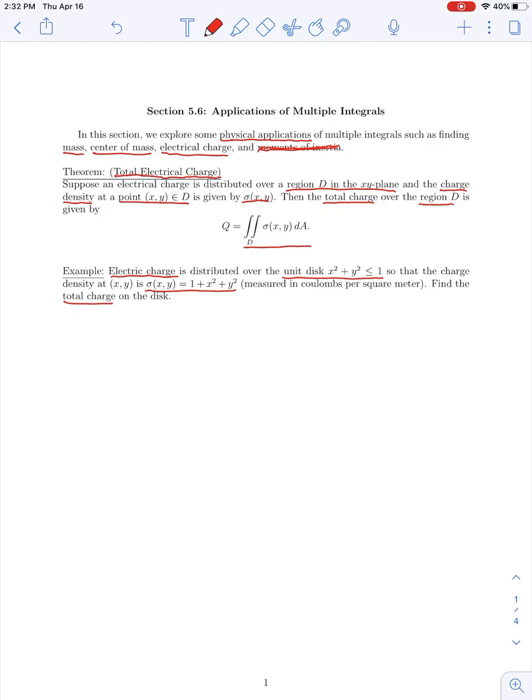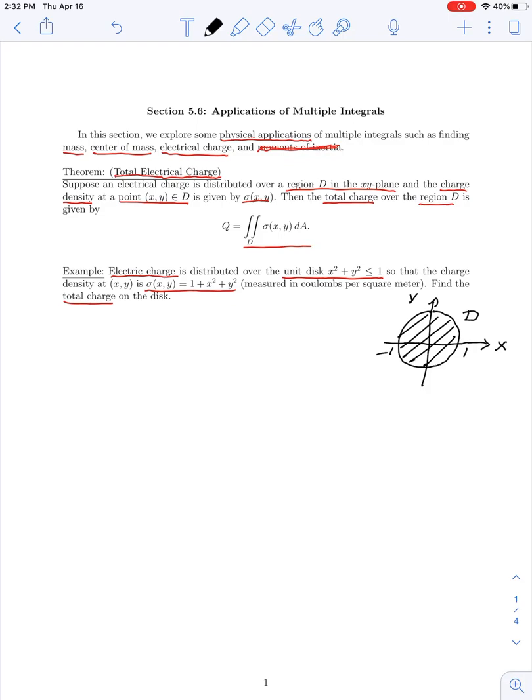So let's visualize it really quickly. We have some circular plate in the xy plane, which is described by the unit disk, so that is the disk of radius 1 centered at the origin. And this is our region D. And over this disk, the electrical charge density is given by 1 plus x squared plus y squared.